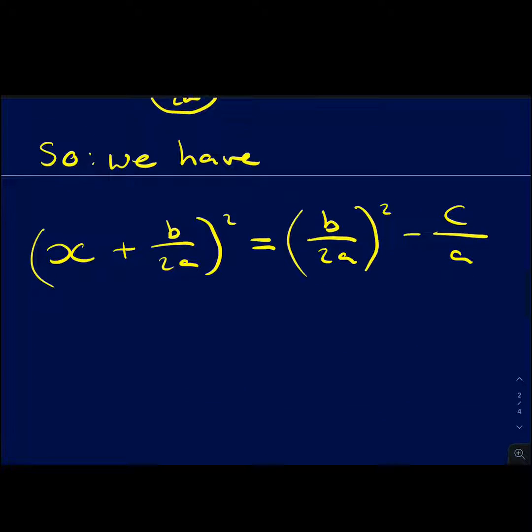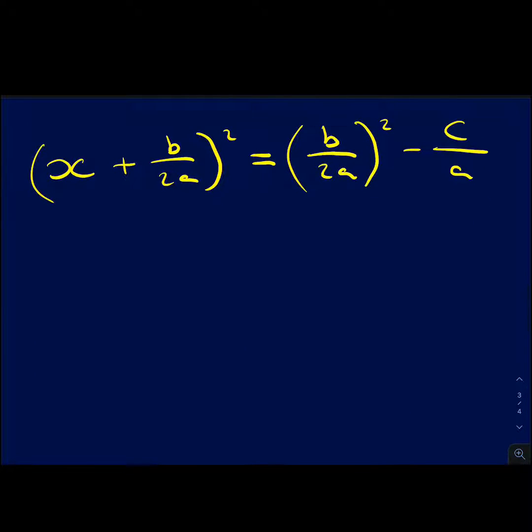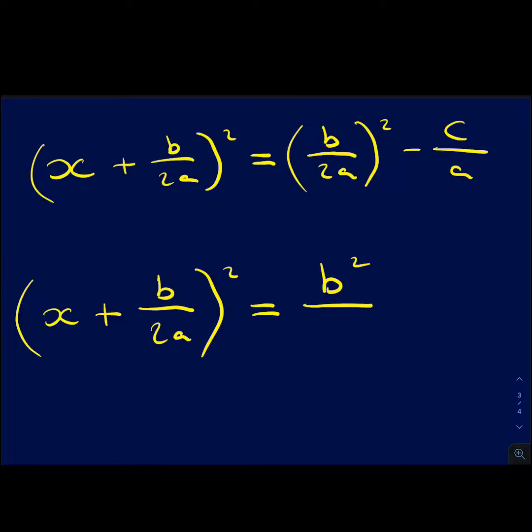Now, looking at the right-hand side, we want to expand the squared term. So I'm going to write the left-hand side exactly as before. So x plus b over 2a squared. But that's equal to b squared over 4a squared, because b times b is b squared, and 2a times 2a is 4a squared. And then we have the minus c over a from before.